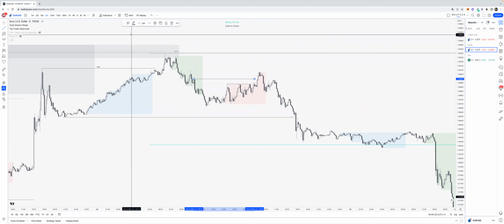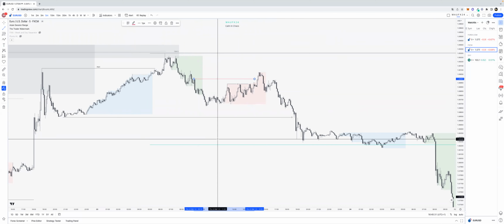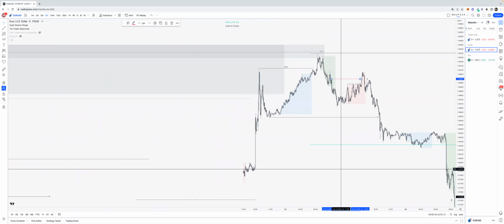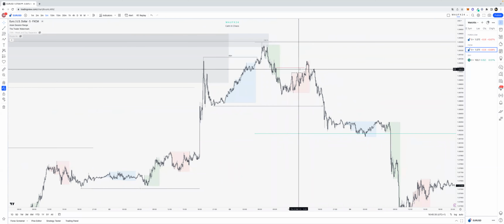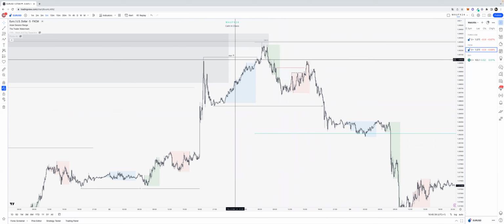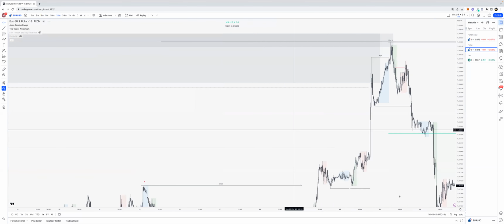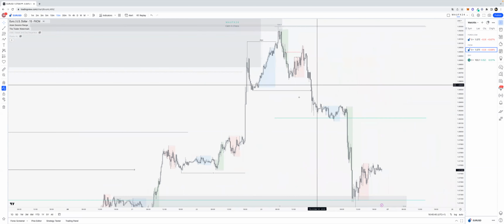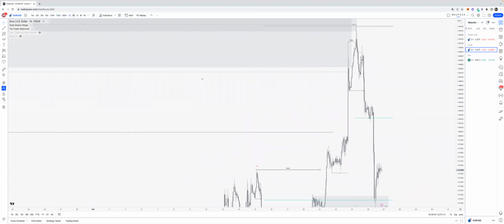That makes sense. So all that liquidity gets swept internally. You see nice liquidity building up, and then we get the break of structure. So 50-minute wise, what would that look like? Like that. Let's go to 1 hour.